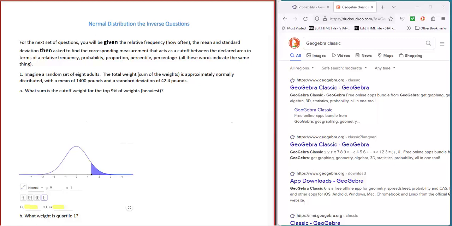We're going to look at the inverse question to the normal distribution. Before we start, we want to get GeoGebra Classic up. I'm going to go into my web browser, type GeoGebra Classic, and this should come up.